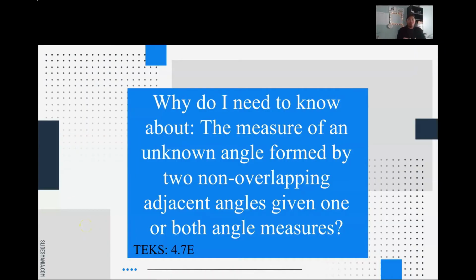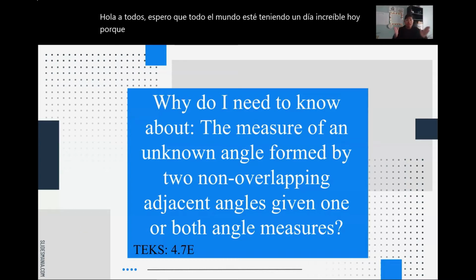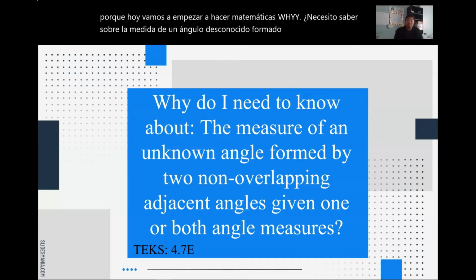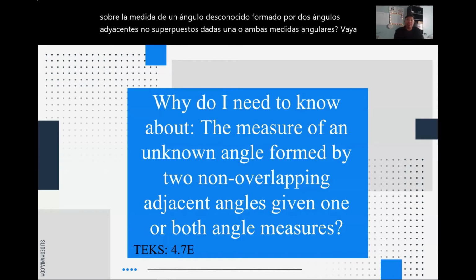Hello everyone, I hope everybody's having an amazing day today, because today we are gonna get started in math. Why do I need to know about the measure of an unknown angle formed by two non-overlapping adjacent angles given one or both angle measures? Wow, that is a lot. Trust me, it isn't, okay?